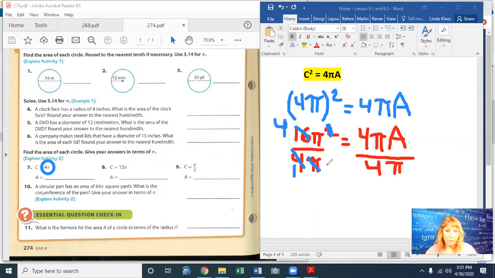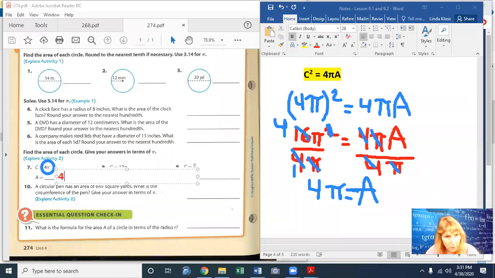So now we're left with 1 pi. So we're left with basically 4 pi. So we are left on this side with 4 pi. And on the other side, the 4 crosses off and the pi's cross off. We're left with just A, right? And that's what we want. So what is the area of number 7? What's the area supposed to be? The answer is 4. Oh, I don't have a pi symbol. I'm going to write it.